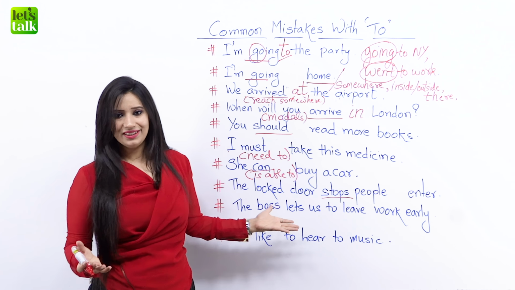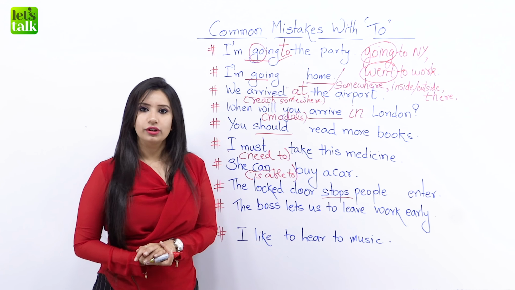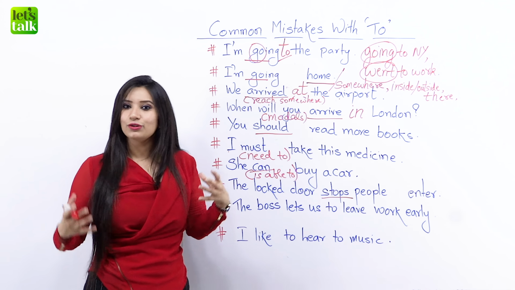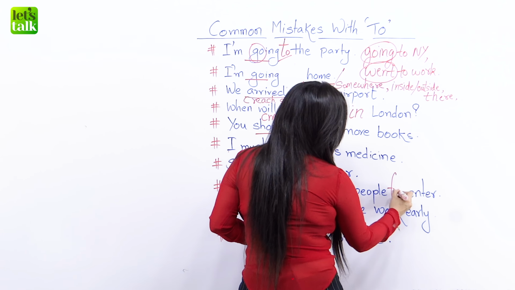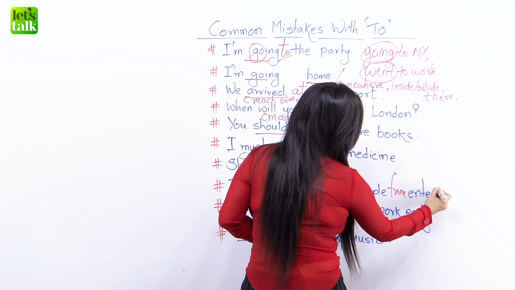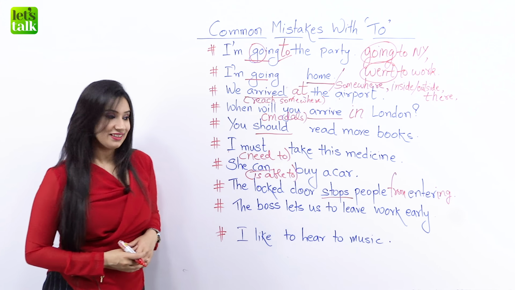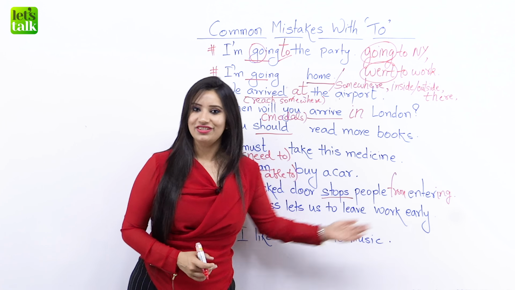So what do we do? This sentence is still incomplete. The locked door stops people enter. We are going to add another word to this sentence to make it correct. Okay? Now this is a correct sentence. The locked door stops people from entering.